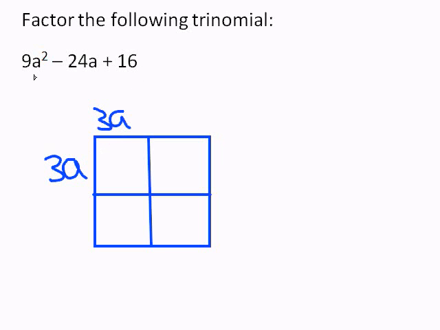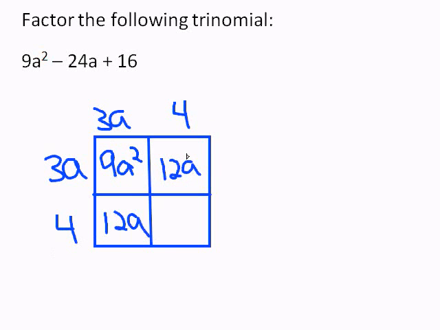So we're going to do 3a and 3a to give us 9a squared, and 4 and 4 to give us 16. 3a times 3a is 9a squared. 3a times 4 is 12a, 3a times 4 is 12a, and 4 times 4 is 16. Now, you'll notice when we add 12a and 12a, it gives us positive 24a, not negative 24.